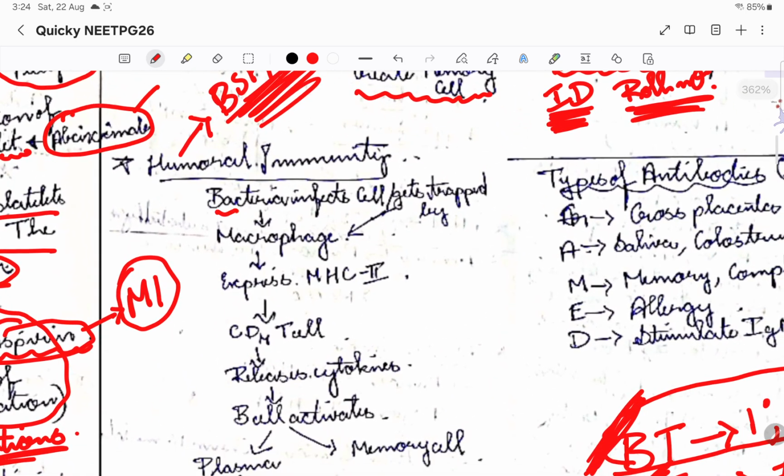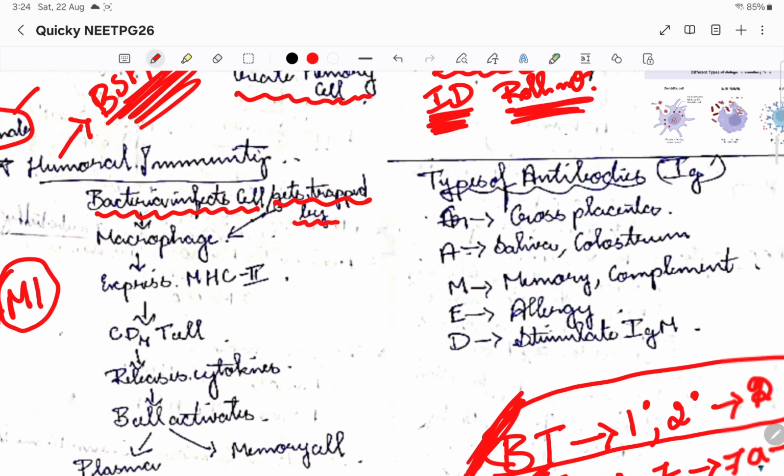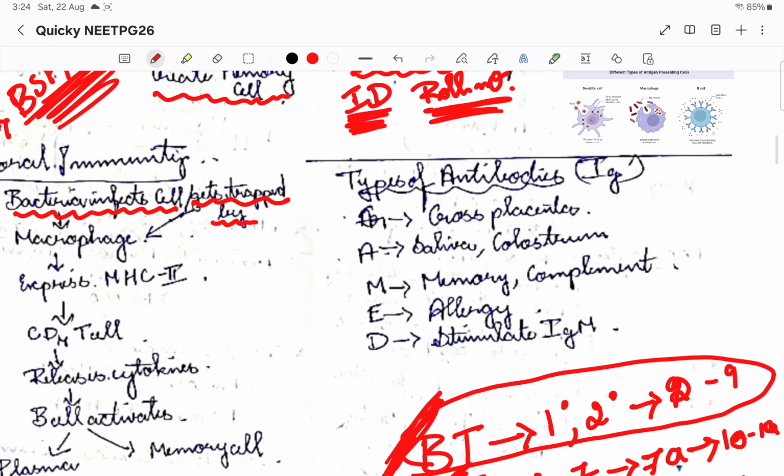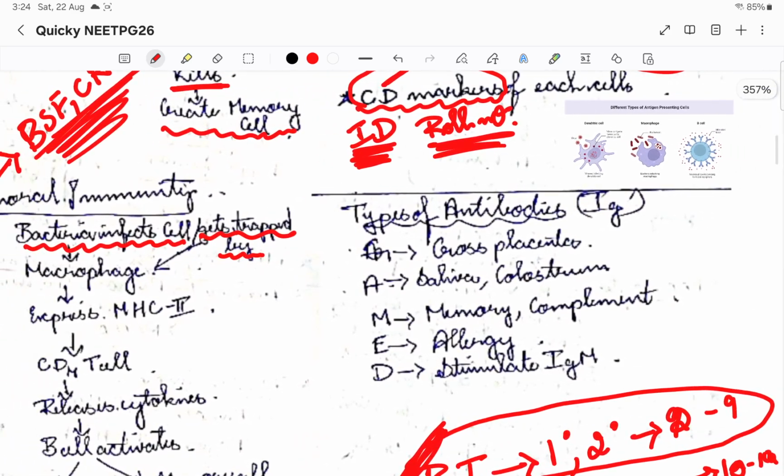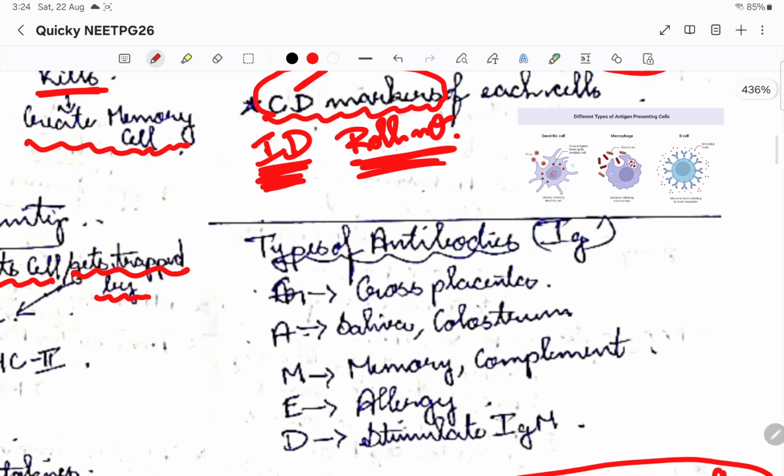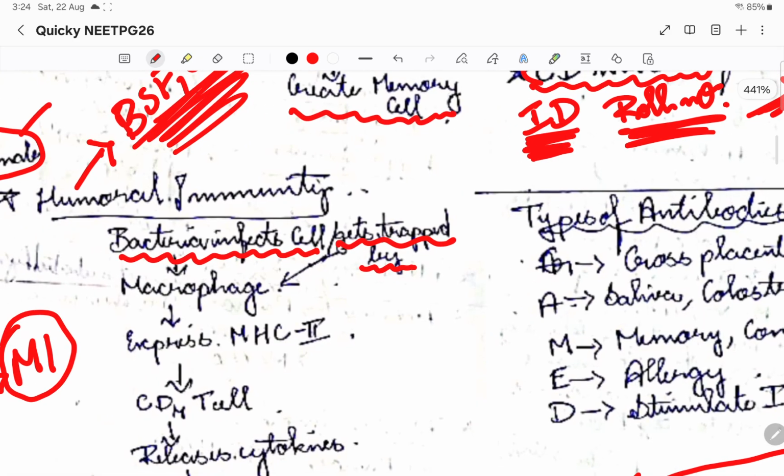Bacteria is infecting the cell and gets trapped by macrophages. What happens is, there are antigen presenting cells. There is something called antigen presenting cells. These are dendritic cells, macrophages and the B cells. Please remember all these three things, because this is a previous year question: what are the antigen presenting cells? They've asked it. Remember the same thing.